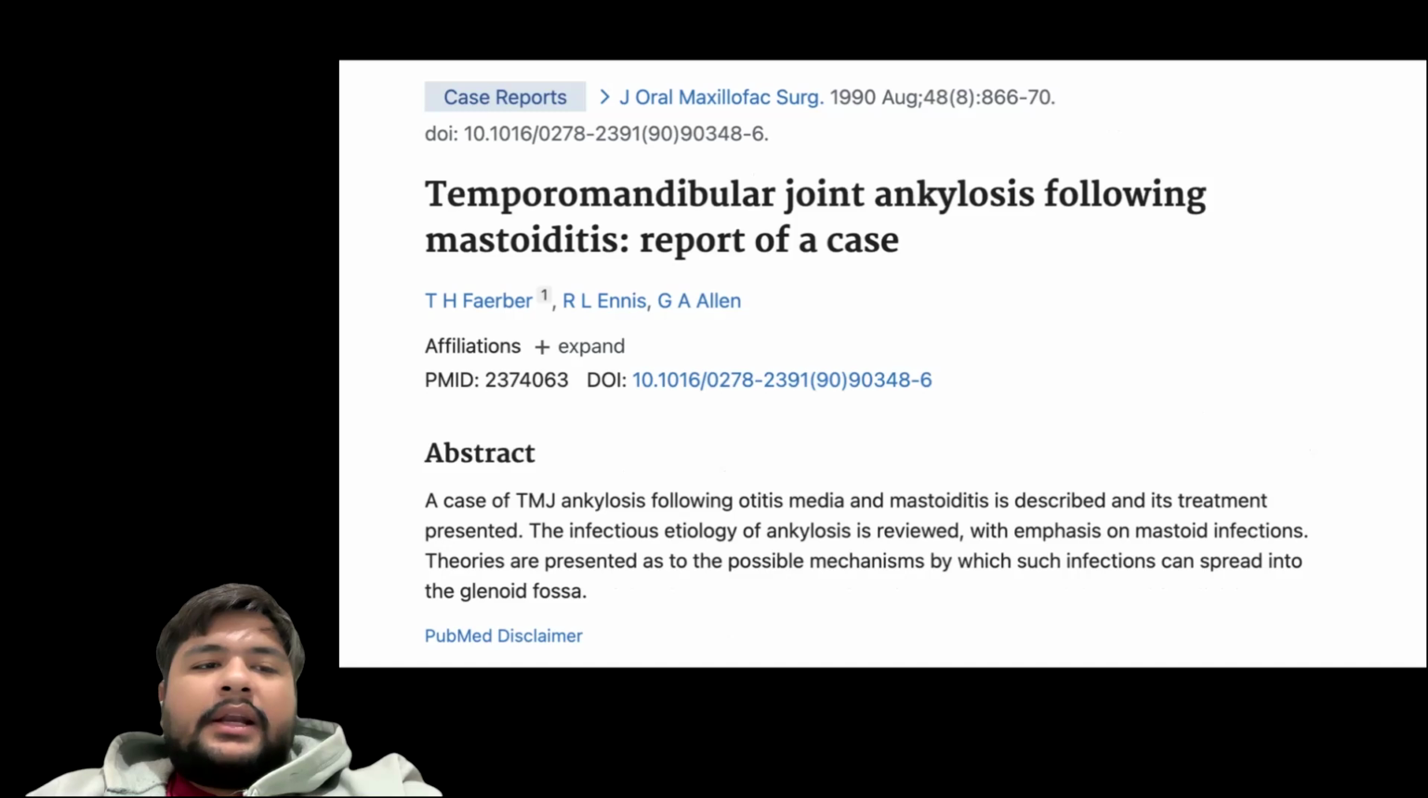This is the second article: temporomandibular joint ankylosis following mastoiditis. This is a case report. They had a case of TMJ ankylosis following otitis media and mastoiditis, and its treatment was described in this article. You can refer to this as well.